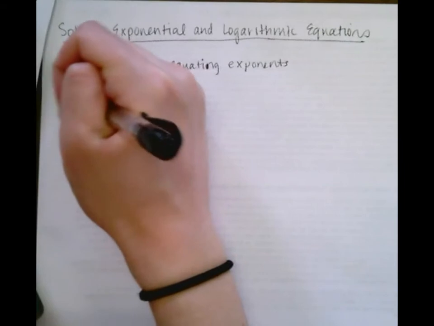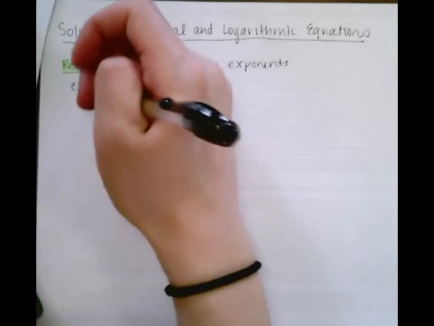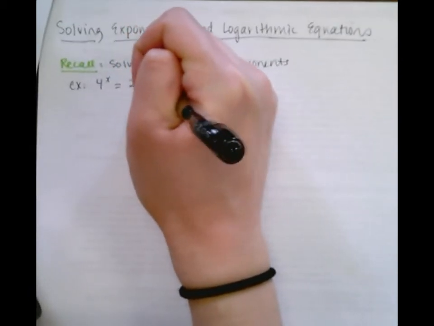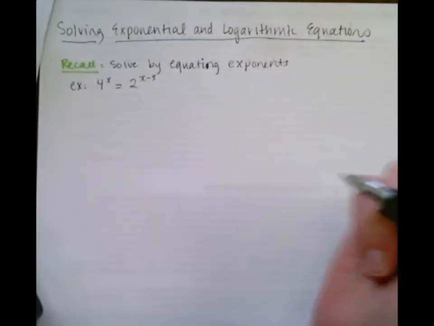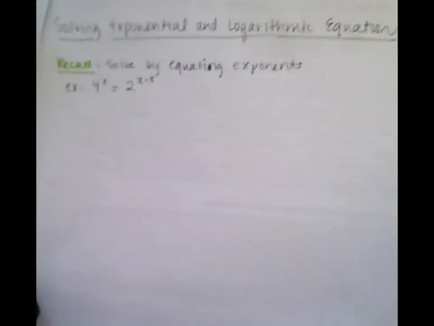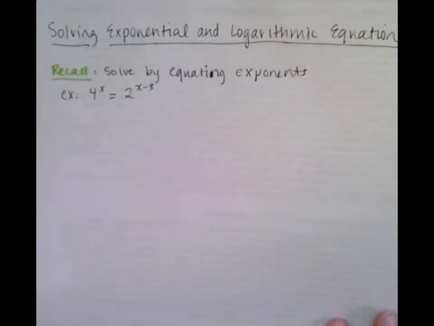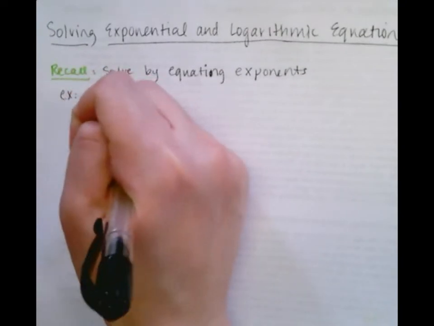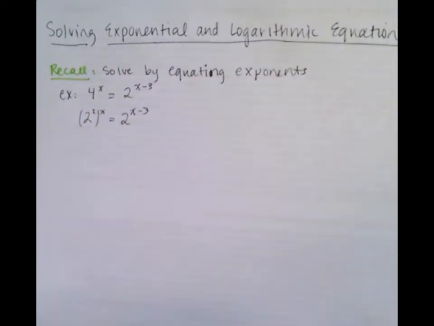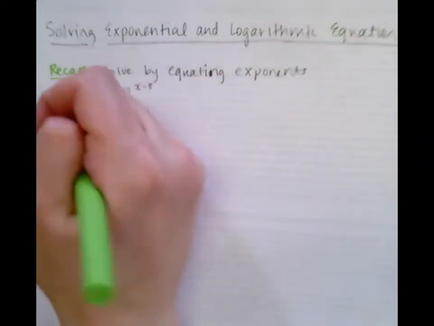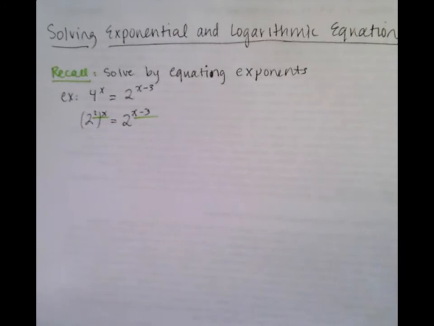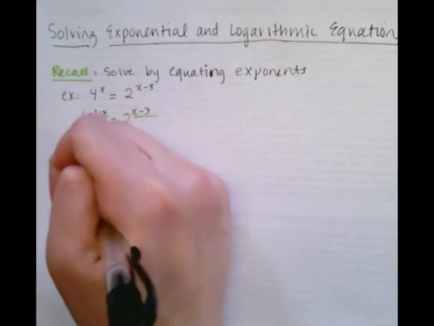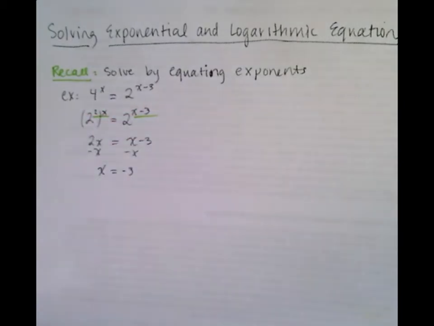And what I mean by that, if I just do a quick example, would be something like 4 to the x is equal to 2 to the x minus 3. Well, then we could rewrite 4 to the x as 2 squared to the x is equal to 2 to the x minus 3. And now I can set the exponents equal because I have the same base. So we would get 2x is equal to x minus 3. From there we can subtract x and we get x is equal to negative 3.